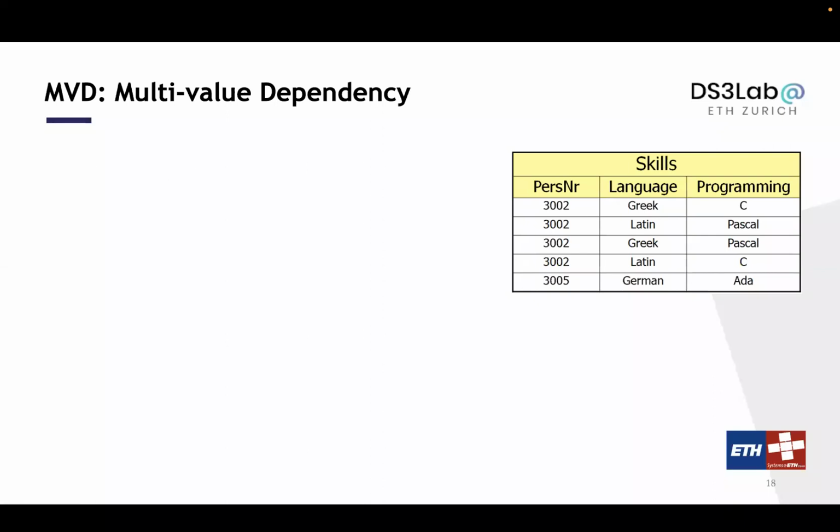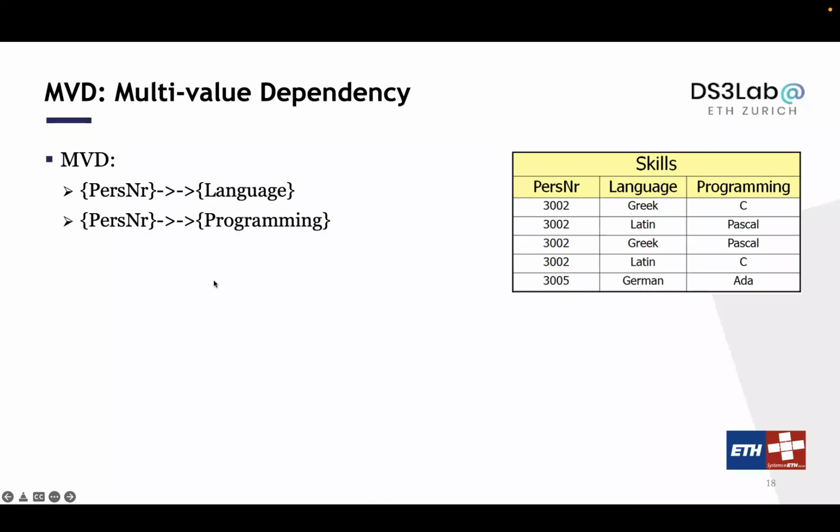And that's the data redundancy that we are trying to get rid of. We define a multivalued dependency from personnel number to language to encode the information that, given the person, the choice of spoken language is independent from the programming language. When you have n languages and m programming languages, you are going to have n times m tuples. Make sense? Does that answer your question?